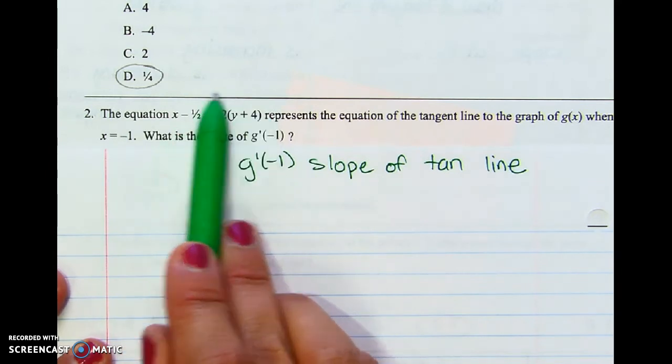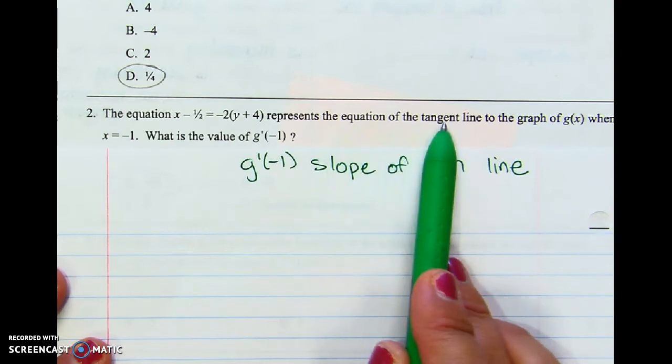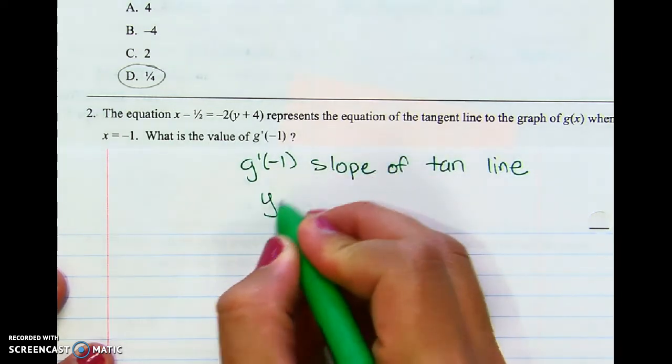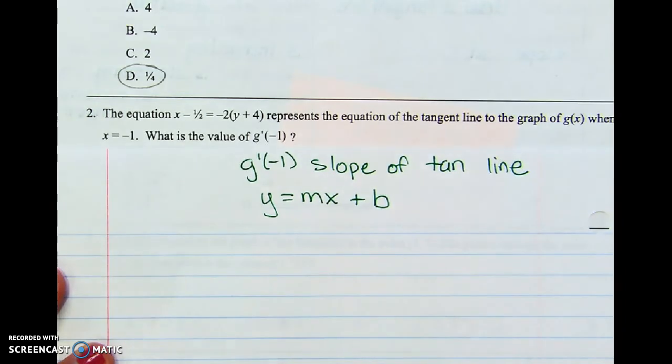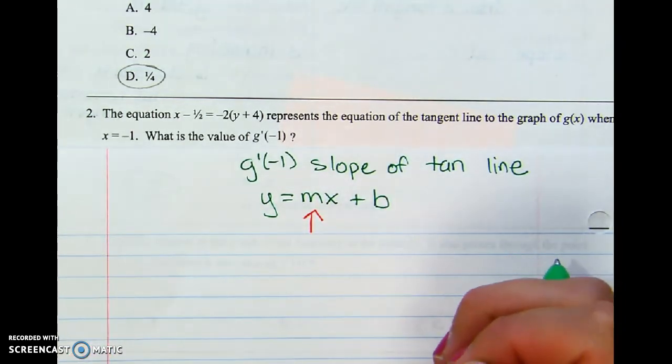And what are we given? What is this? This represents what? The equation of the tangent line. If we were to rewrite this in y equals mx plus b, and then look right here, would we have the slope of the tangent line?